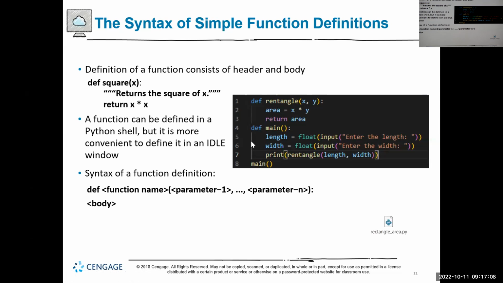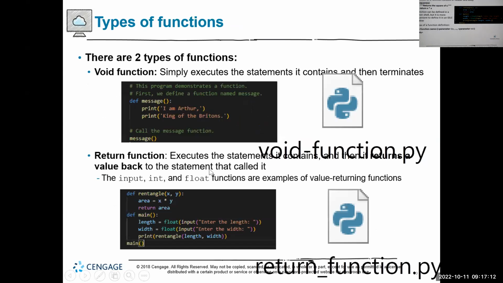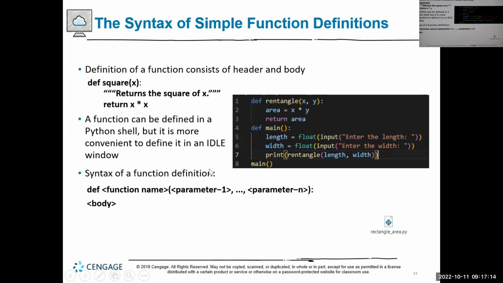So remember the syntax of a function. You have def, the keyword here, which means definition, right? That is the function name, and you have the parameter here. It depends on the program. In a function, you might have no parameter, or you can have one or two or more parameters.